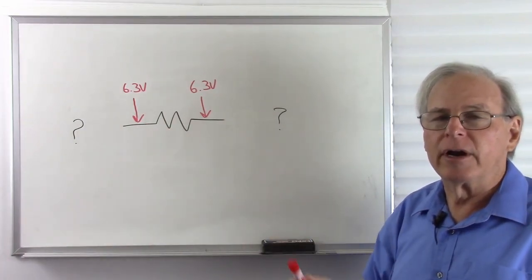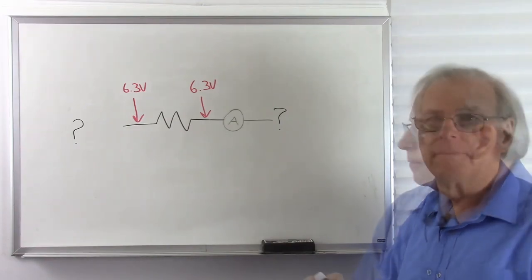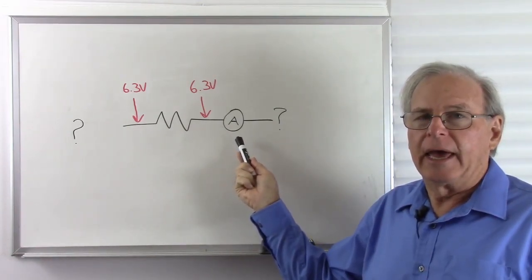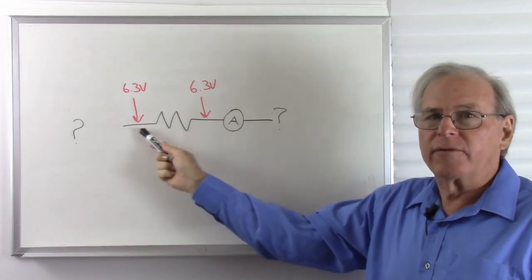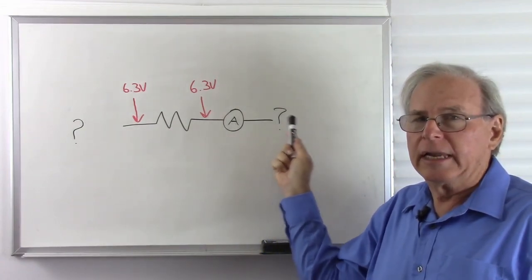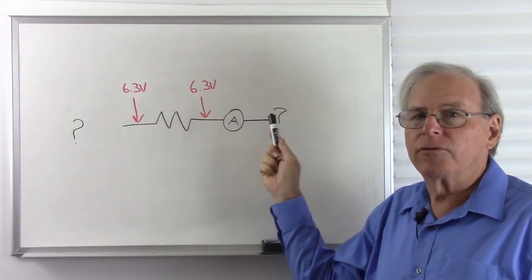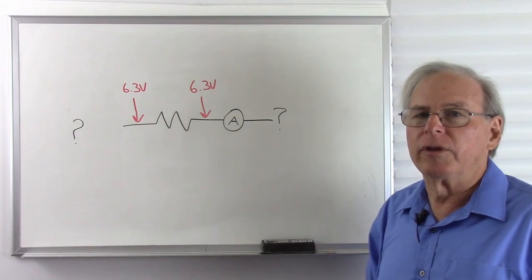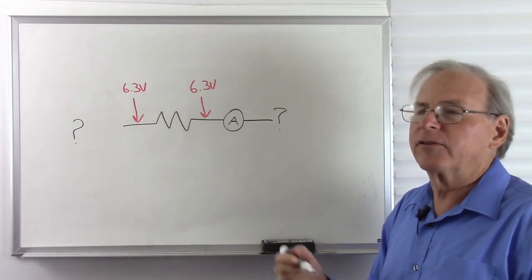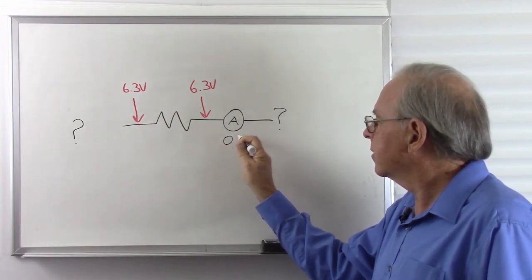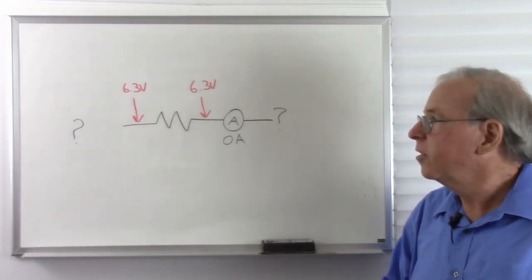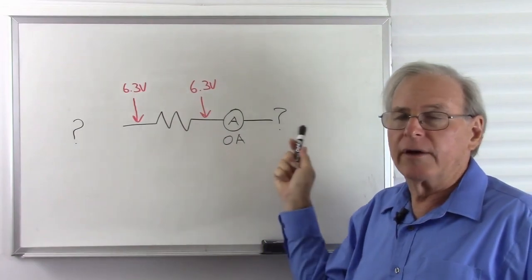Let's put a current meter here and see what that tells us. This is the schematic symbol for a current meter or ammeter. And the way I have it in the circuit, whatever current flows through this resistor in either direction must also go through the current meter. So the current meter will tell us how much current is flowing through that resistor. Let's see what it tells us. It says 0 amps. So there is no current flowing through that resistor.